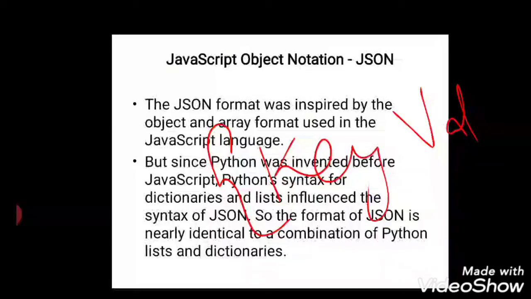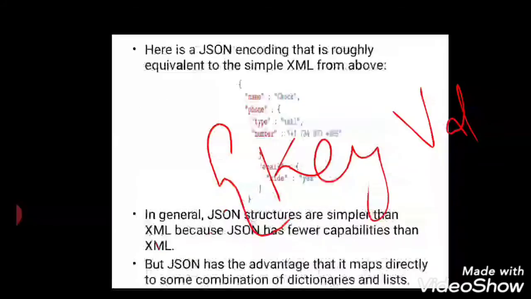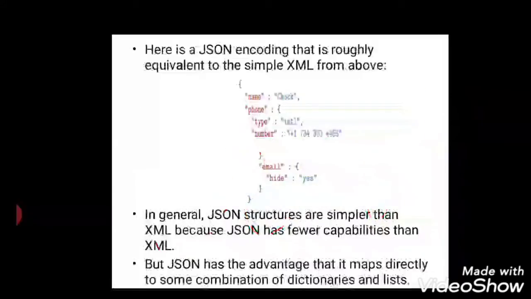So Python syntax for dictionaries and lists, and the syntax of JSON and Python are almost the same. And now let us have an equivalent JSON code for XML. So initially we started with HTML, and then we looked at an example of the same in XML, and now the same in JSON.